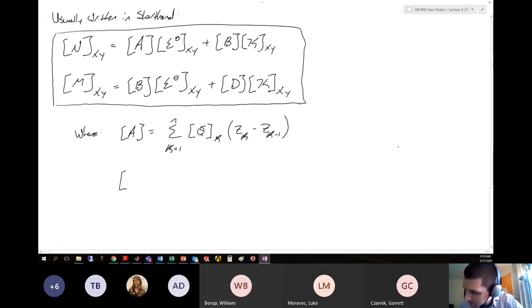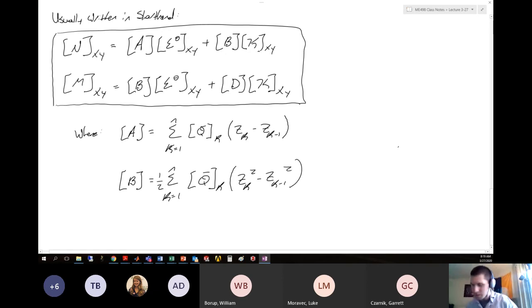We also have this B matrix. Summation from k equals 1 to N of the stiffness matrix of layer k times z_k squared minus z_k minus 1 squared. And I forgot a half term out here. Sorry about that.